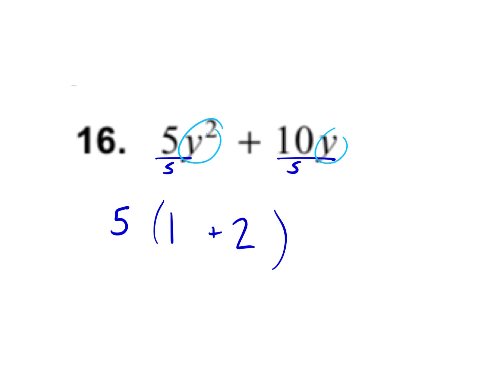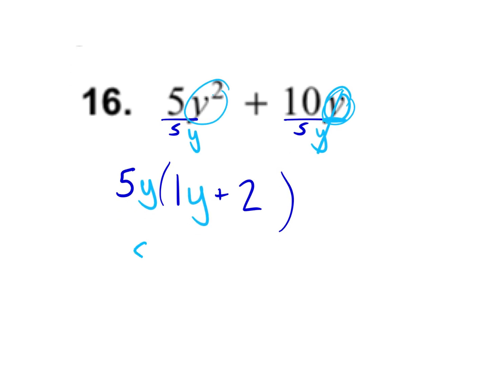How many y's can I take out? If I have y squared and y, what's my greatest common factor with y's? 1. So we're going to take out a y. I can't take out more y's than what I have in each term. This one only has 1 y, and the second term only has 1 y, so we can only take out 1 y. So I'm going to put a y on the outside. What's y squared divided by y? Y. And then y divided by y? Nothing. So our answer would be 5y times y plus 2.